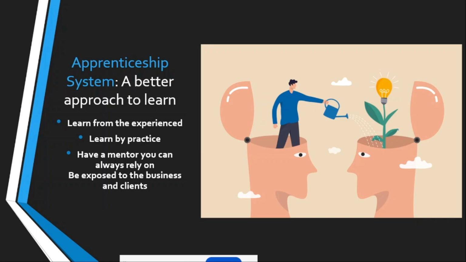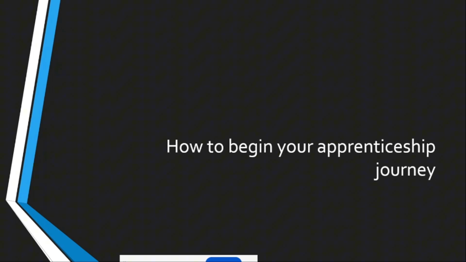It's always difficult when you are learning by watching videos, and you don't have a teacher. You don't have someone to ask questions. You don't have someone to lean on to guide you. But in an apprentice system, you have a mentor who you can always turn to for guidance. And with that, I want to introduce something very important to you before we take our questions and answers, and that is how you can begin your apprentice journey.